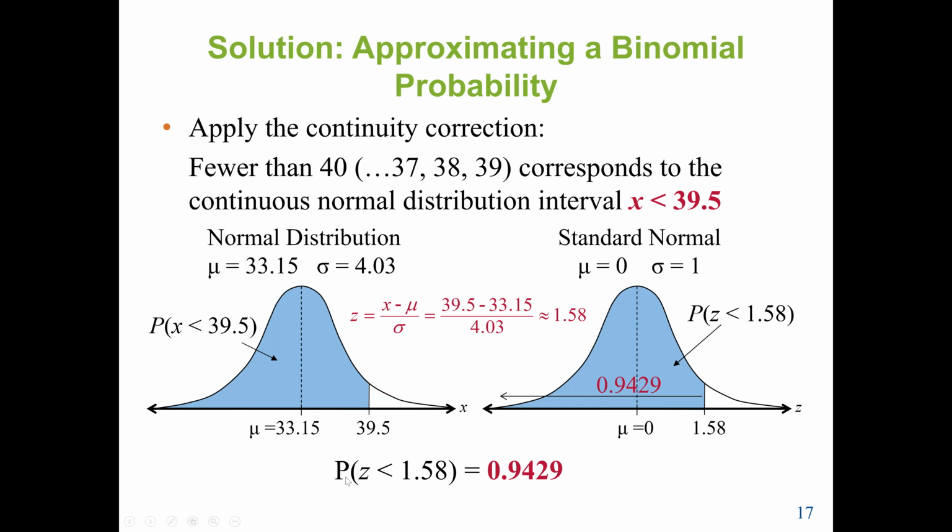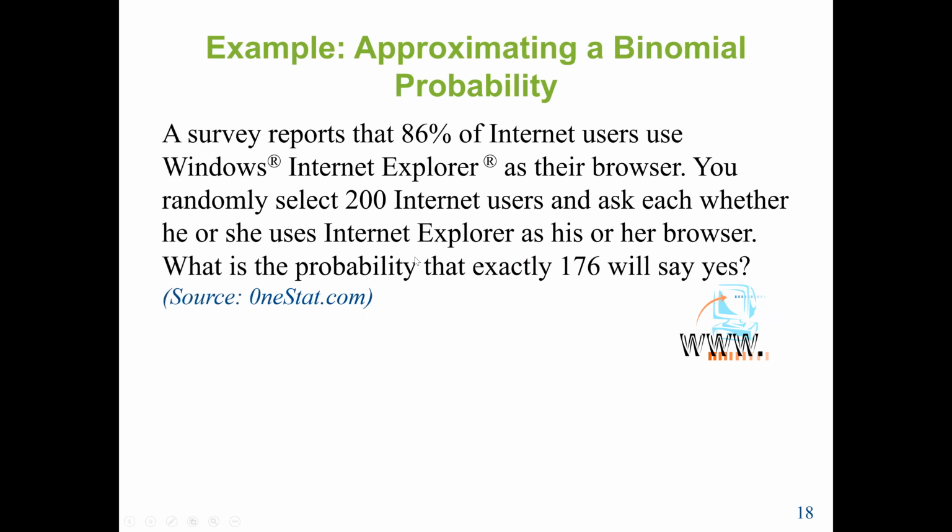So based on the Z value, which is 1.58, the table gave us a probability of 0.9429. Again, since Z is less than 1.58, we shade to the left. And the probability value from the table is the final result. Now, let's see one more example.